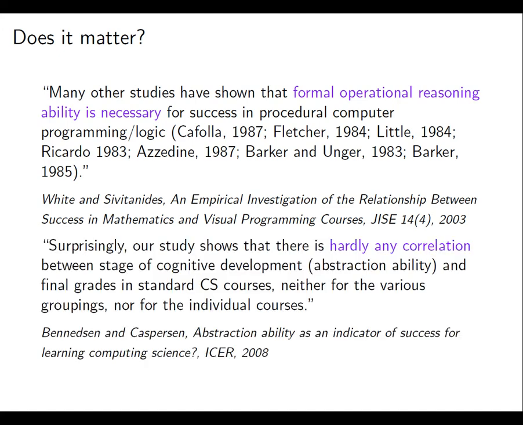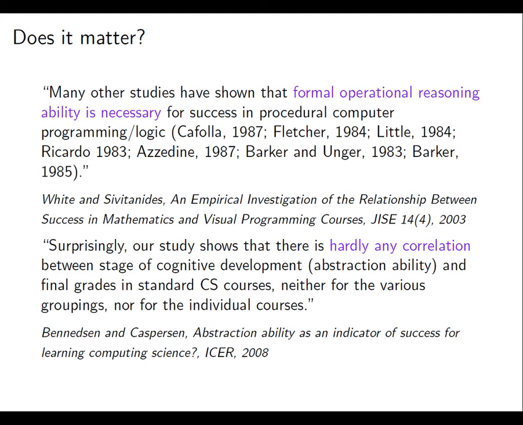And indeed, Benneson and Casperson have done a sequence of very interesting papers in which they find repeatedly things like this, that there's hardly any correlation between the stage of cognitive development, the abstraction ability in the Piagetian sense, and final grades in CS courses. And they looked quite hard and they just didn't find it. And that, of course, is consistent with the idea that it is indeed possible to teach primary school children to program, which we now find is so. So these are deep waters, and one hopes that psychology professionals are continuing to investigate it.